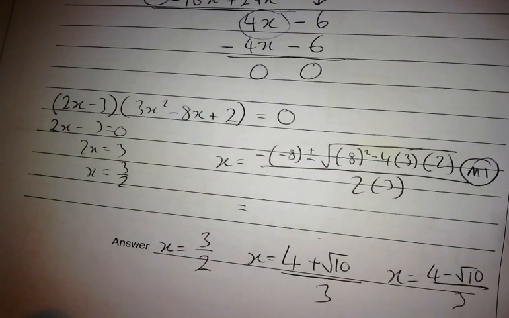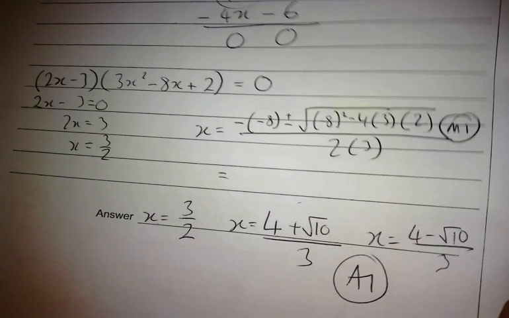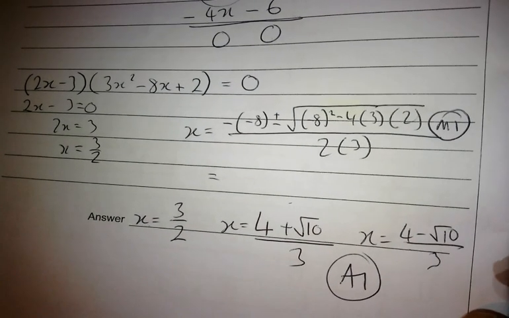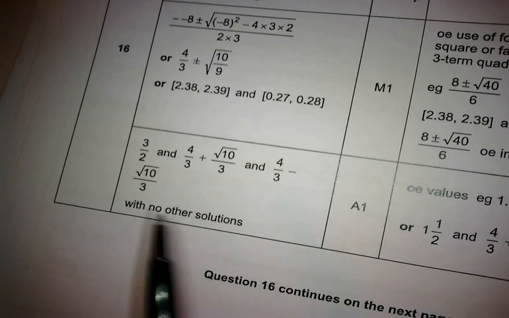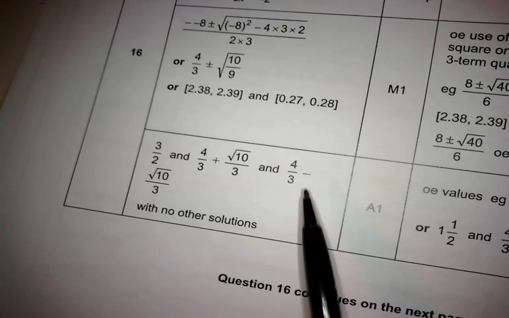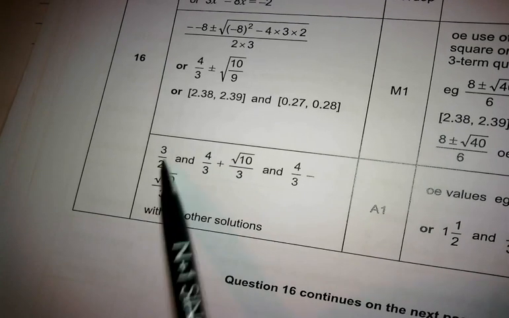And then full marks for all 3 of these solutions given in exact form, so not writing them as decimals. If you've written these ones as 4/3 plus root 10 over 3 or 4/3 minus root 10 over 3, that's also fine. And any equivalent fraction, obviously writing this as 1.5 or 1 1/2 will be fine.